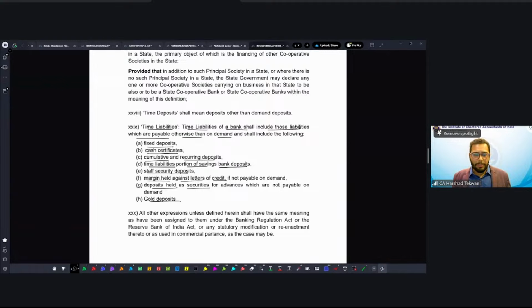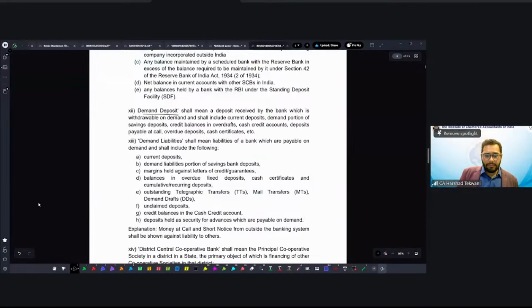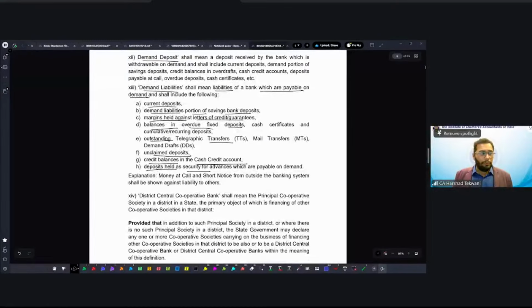But let's talk about then demand deposit. What is demand deposit? Deposits are also defined. These are the demand deposits, and these are the demand liabilities. So demand liabilities means liabilities which are payable on demand, including current deposit, demand liabilities portion of saving banks, margin held against letter of credits, balance in overdue fixed deposits, outstanding TT transfers, unclaimed deposits, credit balance in cash credit accounts, deposit held as a security. So when we call demand and time liabilities, these are defined based on which it is required to be calculated.